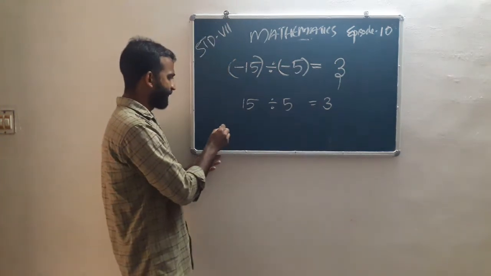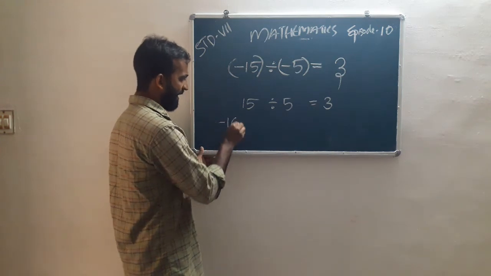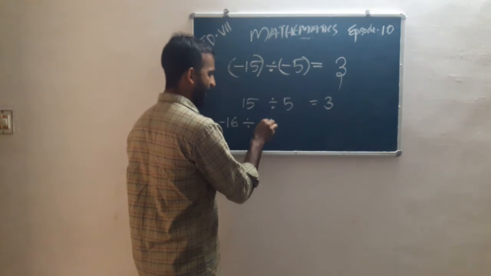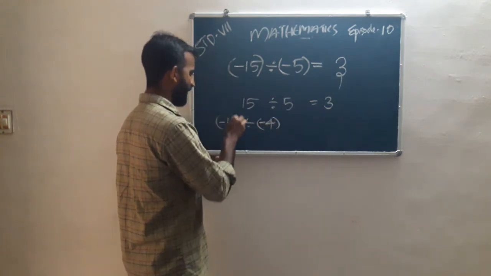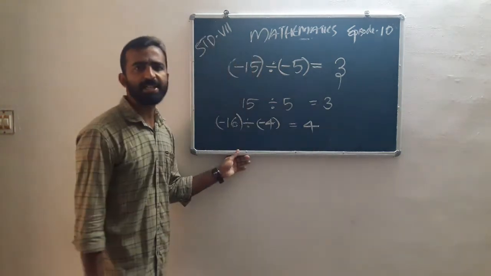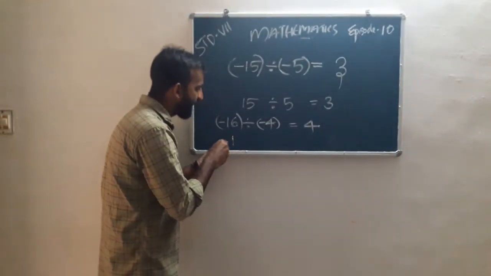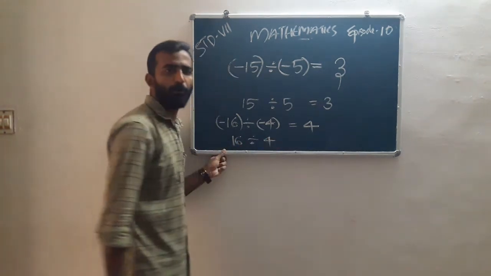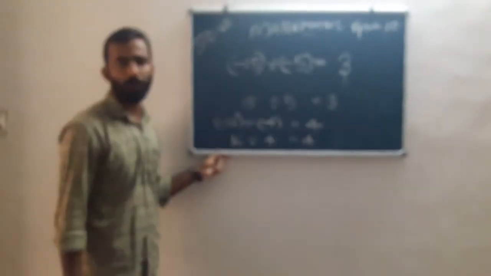Another one: negative 16 divided by negative 4. We get the answer 4. Is it? Yes. Next is 16 divided by 4. What is the answer? 4.